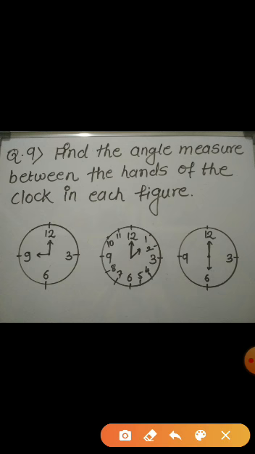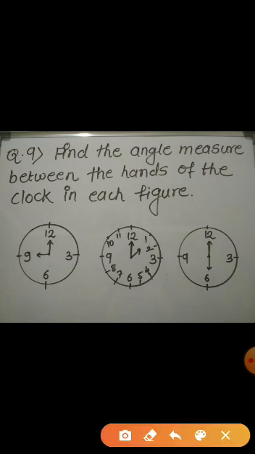Now the question number 9. Find the angle measure between the hands of a clock in each figure. See the first clock. Which angle is formed between the hands of a clock? Yes, here 90 degree angle is formed, that is a right angle.